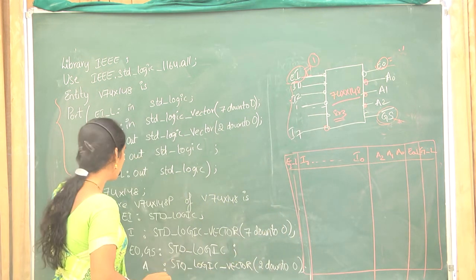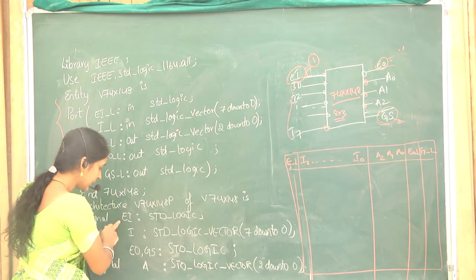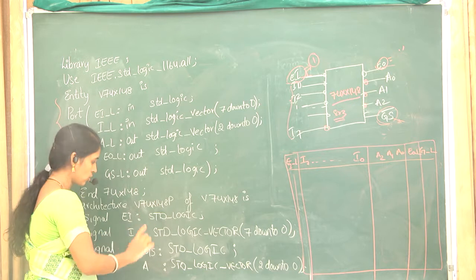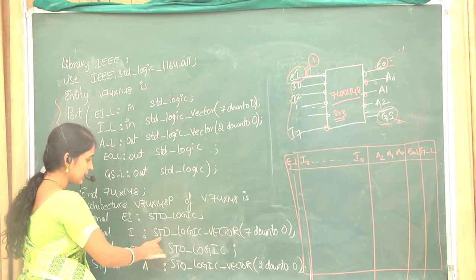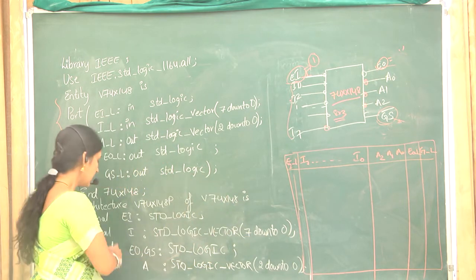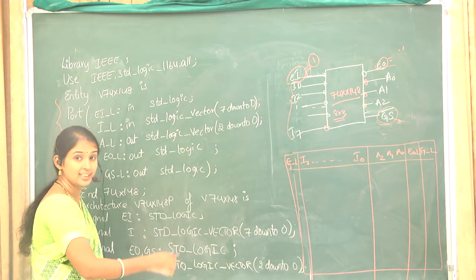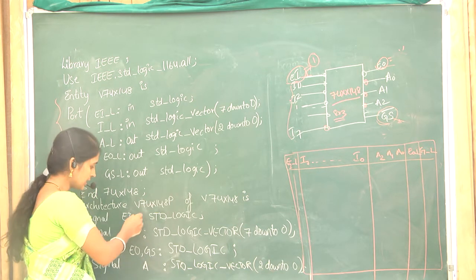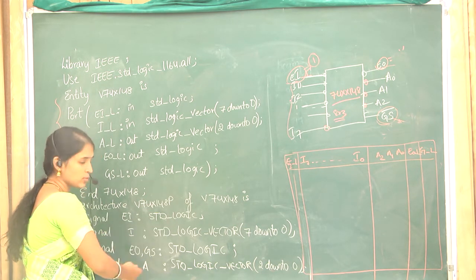At the same time, see here, these are the intermediate signals. Signal EI is your std_logic. Signal I is nothing but std_logic_vector 7 down to 0. These are used for the internally generated signals. I may use these signals, and that is what I am specifying here.